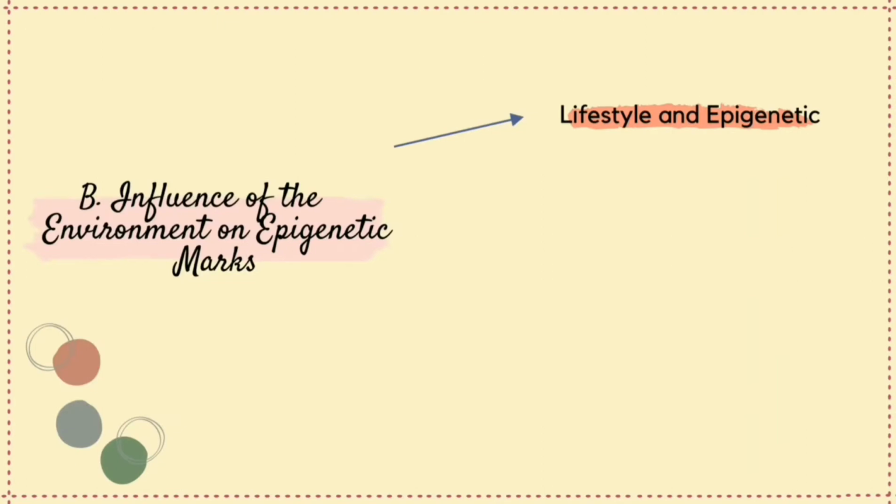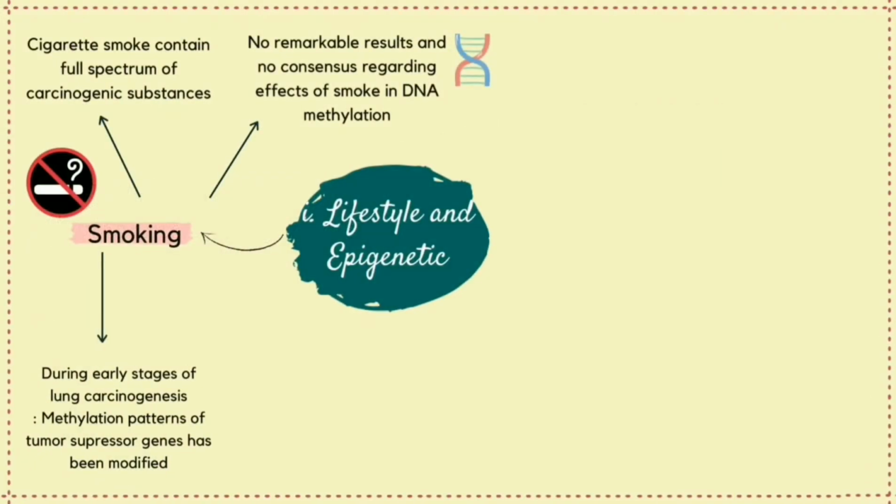There are 3 factors that can influence environment on epigenetic marks. The first one is lifestyle and epigenetics. Smoking and high alcohol consumption indeed can modify the methylation pattern of tumor suppressor gene. Cigarette smoke contains a full spectrum of carcinogenic substances. However, there are no remarkable results and consensus regarding the effect of smoke on DNA methylation. During early stages of lung carcinogenesis, we can see that methylation patterns of tumor suppressor genes have been modified.